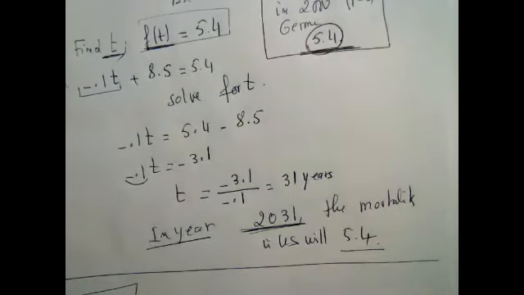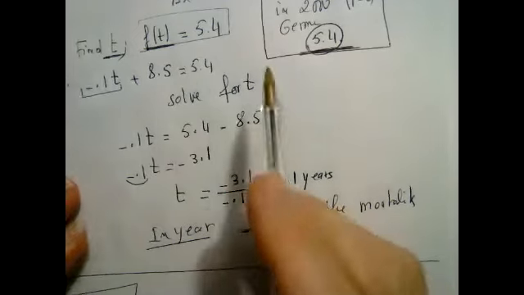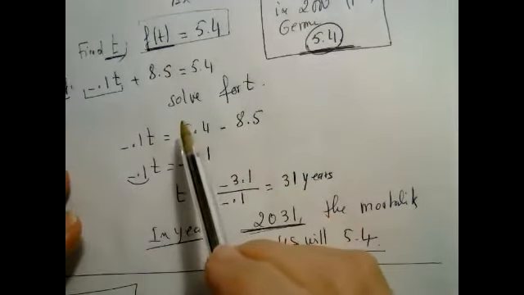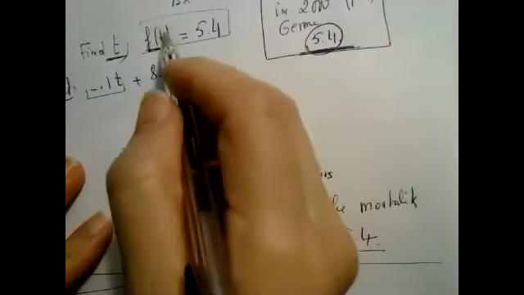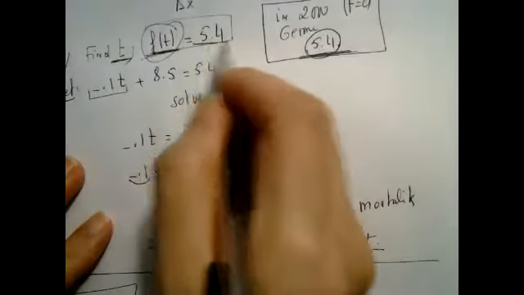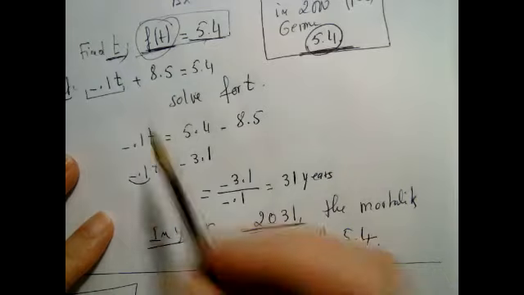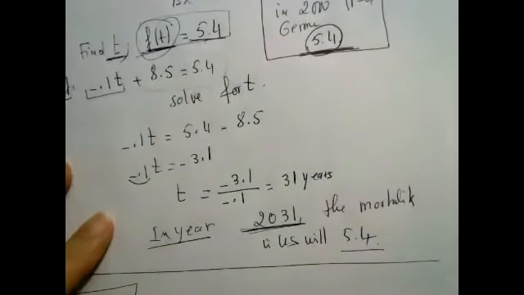All right. So always ask yourself, set up an equation. Ask yourself, what does the question really want me to do? Here they want me to find when this will be equal to 5.4. So they give me the output, and then I have to set up my equation.